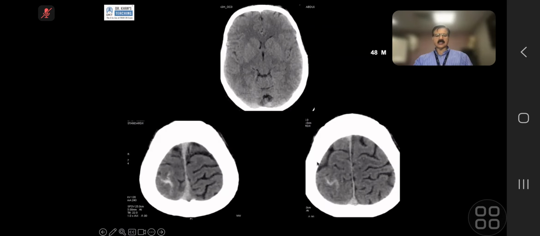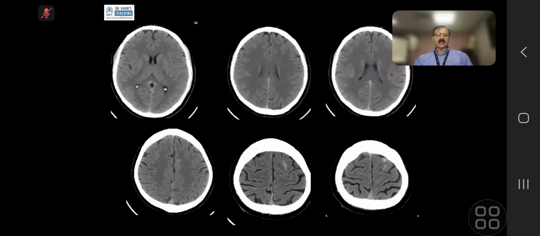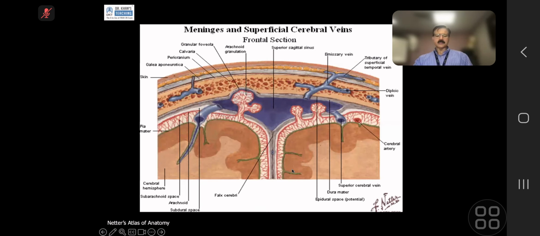And this is an example from my collection, where there is a subarachnoid hemorrhage, and we did not know why it was there. Must be something which I have told you. And this is another example where there was no trauma or anything, and there is sulcal subarachnoid hemorrhage. These were picked up on a CT scan.